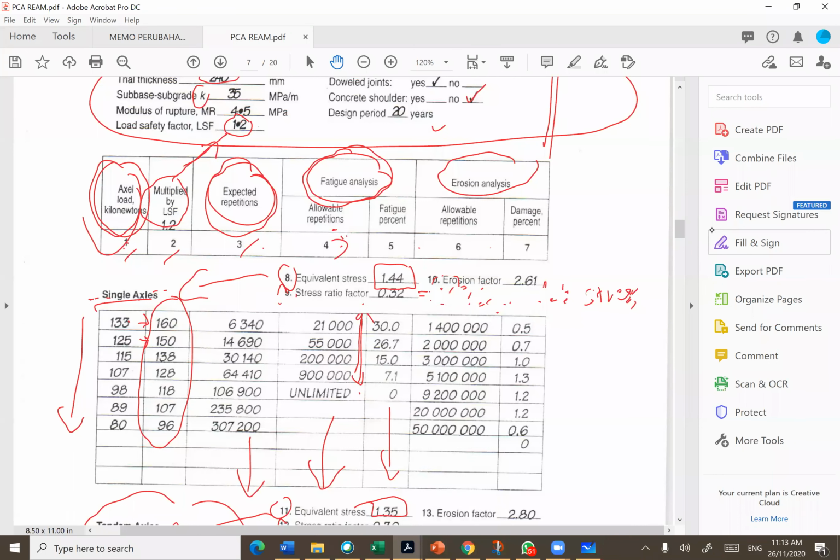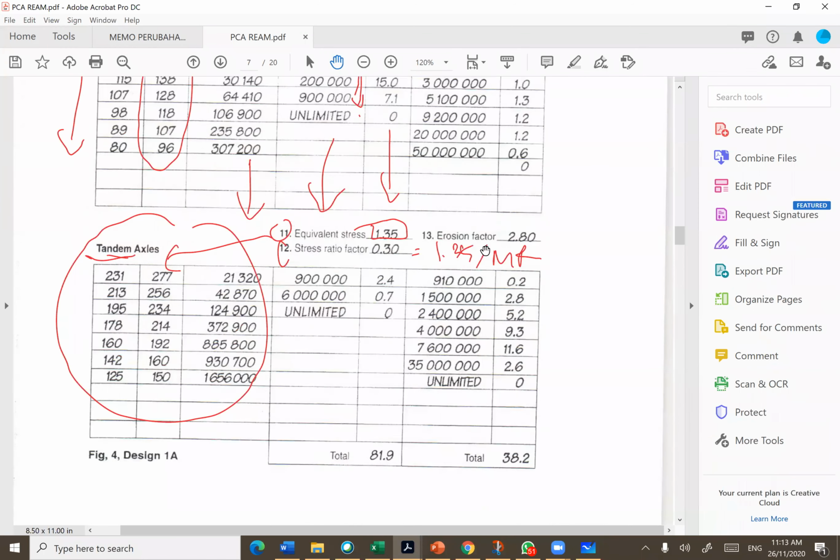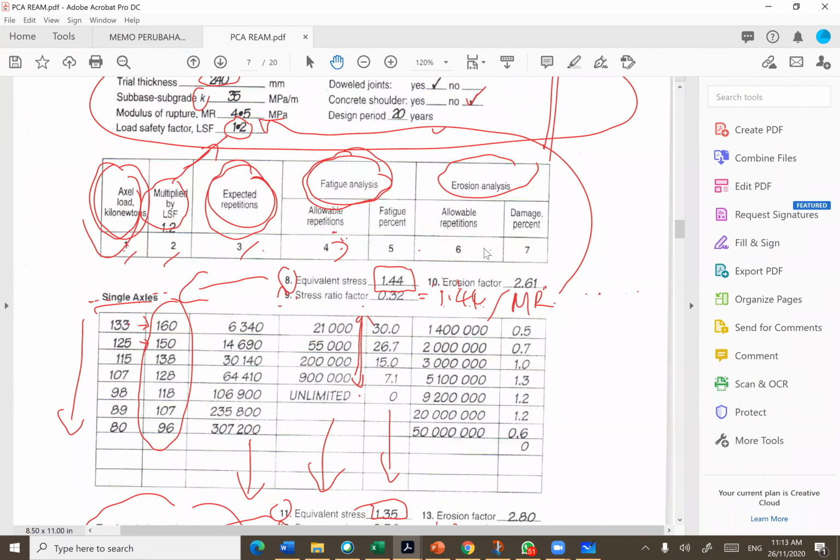Logically, okay. The other way around, which is, okay, the stress ratio factor is the ratio between the equivalent stress divided by your modulus of rupture. Okay, 1.44 divided by your modulus of rupture, MR, which is 4.5. You will get 0.32, and for tandem it is the same. Okay, 1.35 divided by your MR, you get 0.3 for your stress ratio factor. Right. So once you have your equivalent stress and your stress ratio factor, then you can proceed with this one.